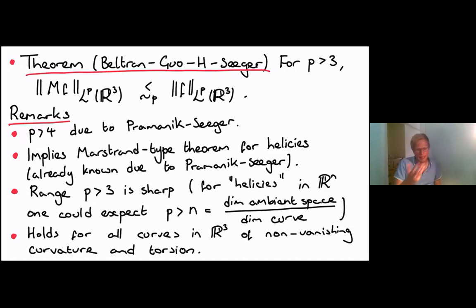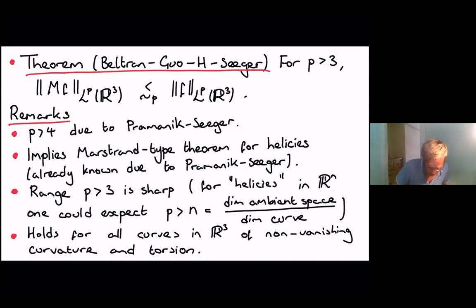So I've picked the helix here just for simplicity. Our result holds for all curves in Euclidean 3-space which have non-vanishing curvature and torsion. And if you want to study this problem in higher dimensions, then the right class of curves to consider are curves that have non-vanishing curvature functions. So you have the n-1 curvature functions coming from the Frenet frame, and they should all be non-zero. And that's the model class of curves here.